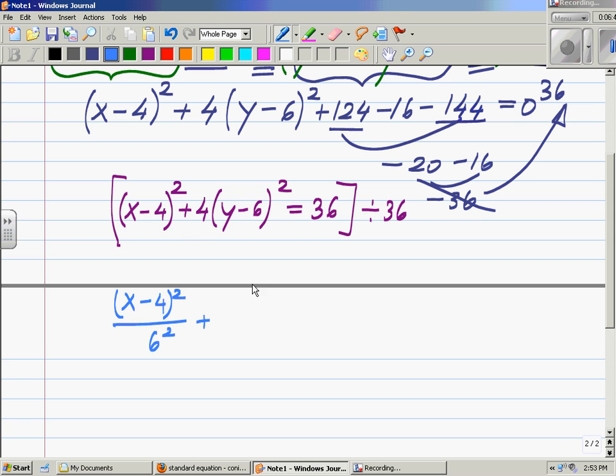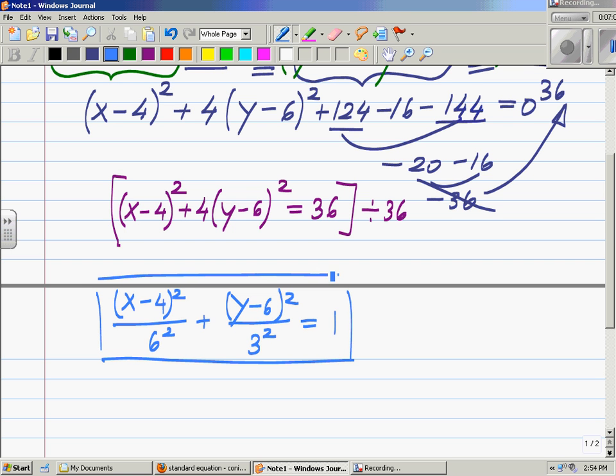Plus, as you can see, 4 times y minus 6 squared divided by 36, what's going to be that? 9, right? So I have y minus 6 everything squared over 9, which 9 is 3 squared, equals 1. And this is the equation of your ellipse in standard form.